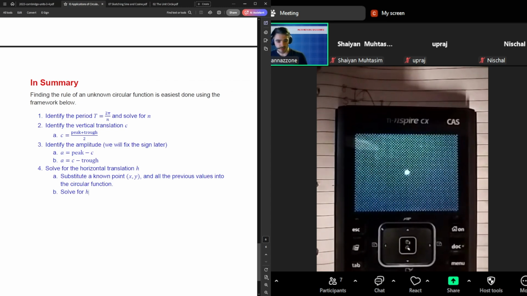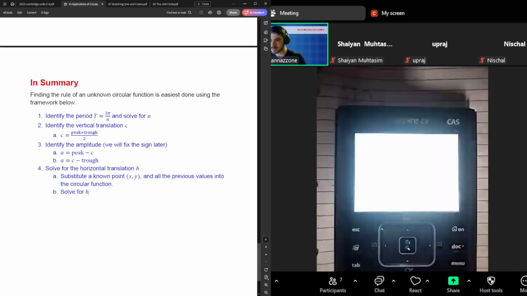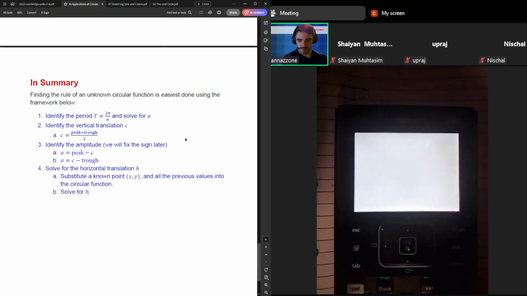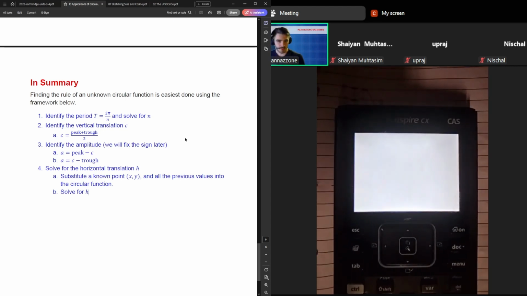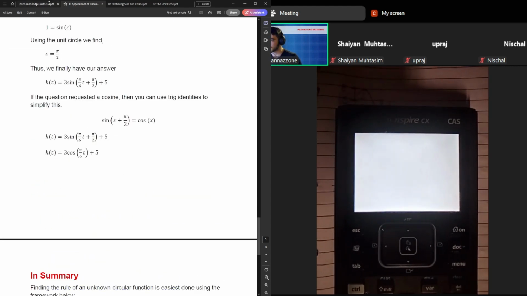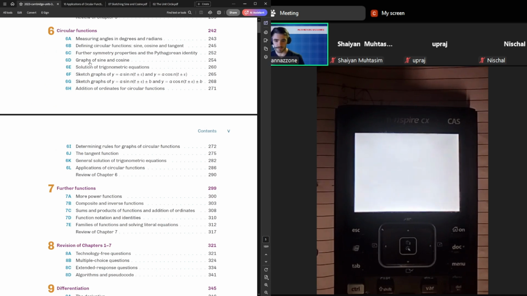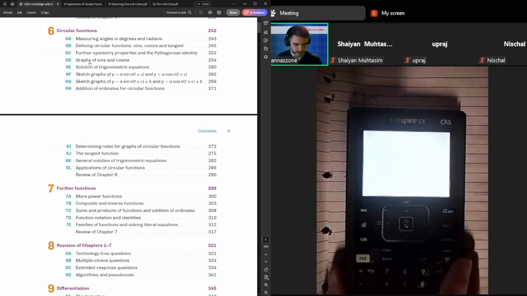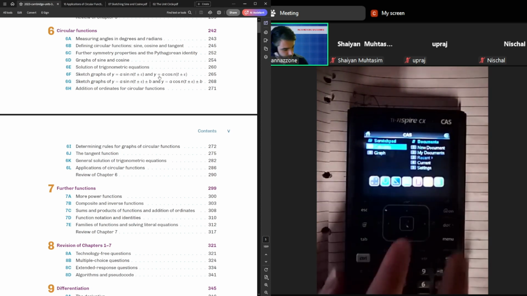Whenever someone sends me a thing, I immediately get it direct to them in the chat. Okay, that should now be in the group chat. Cool. So I've just done a screenshot of the summary, the kind of framework that you'll be using to solve these things. Any questions, please leave them in the chat. Otherwise, we can get into some textbook questions while my CAS decides to fix itself. Oh, look at that. It's working now.